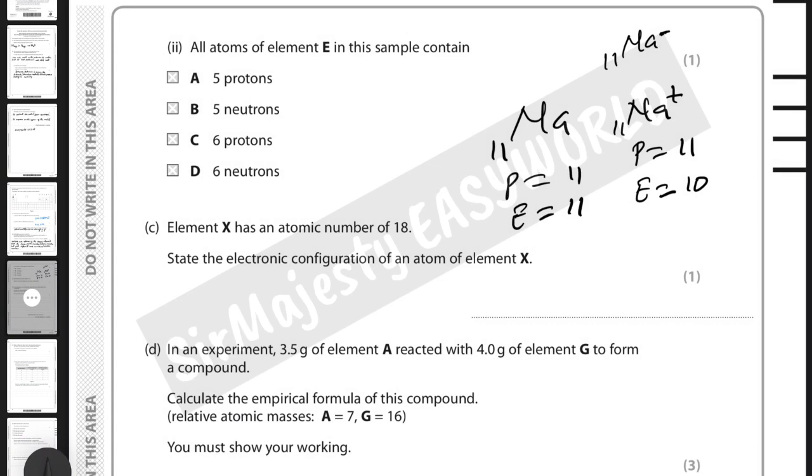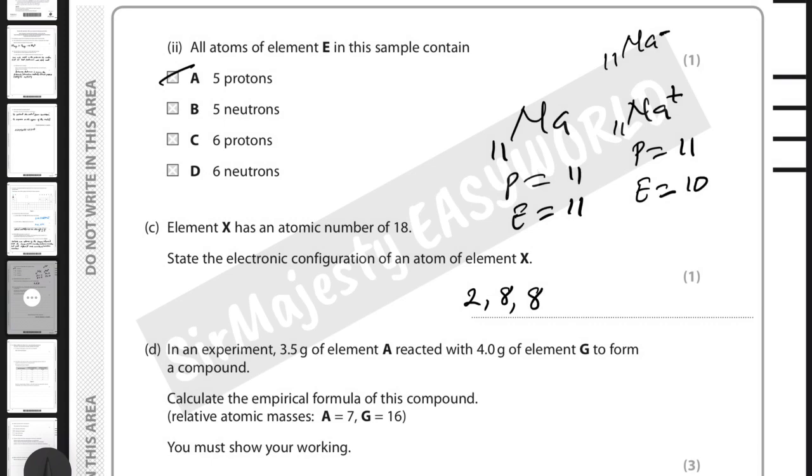Then element X, we're going to the C part of it. Element X, so we will shade this. A is the correct answer. Element X has an atomic number of 18. State the electronic configuration of an atom of X. So they said it has an atomic number of 18. I've told you that means the electronic configuration will be 2, 8, 8. That's it.